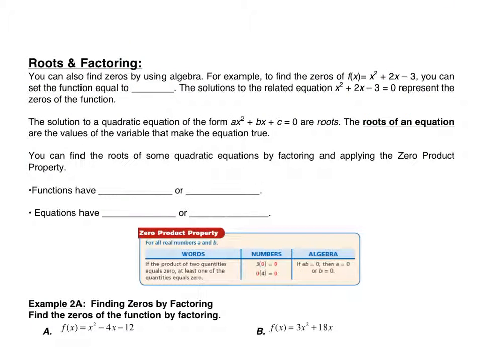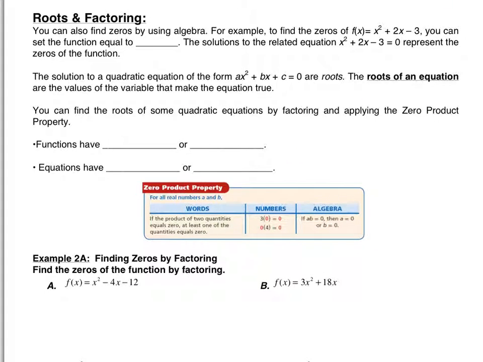And we have roots and factoring. We've talked about roots and zeros and x-intercepts and solutions. So you can also find zeros by using algebra. For example, to find the zeros of x squared plus 2x minus 3, you can set the equation equal to 0. The solutions to the related equation represent the zeros of the function.